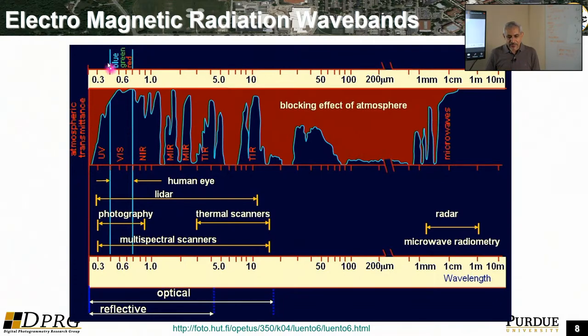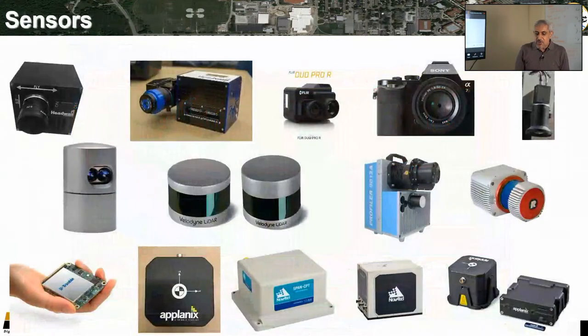The wavelength of radar is in the millimeter or meter range. For LiDAR wavelengths, we are talking about something in the range, if you look here, and hopefully you can see my mouse, of 1 or 2 microns. So we have lots of sensors we use in geomatics: cameras, what we call LiDAR systems, and GPS systems.